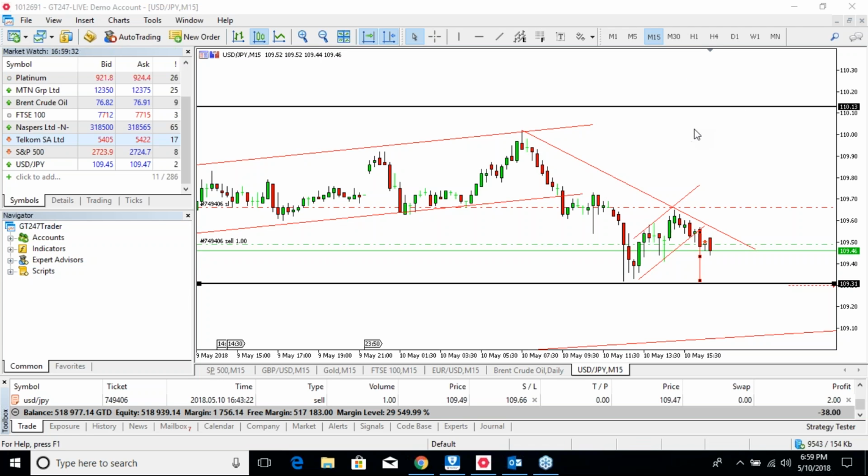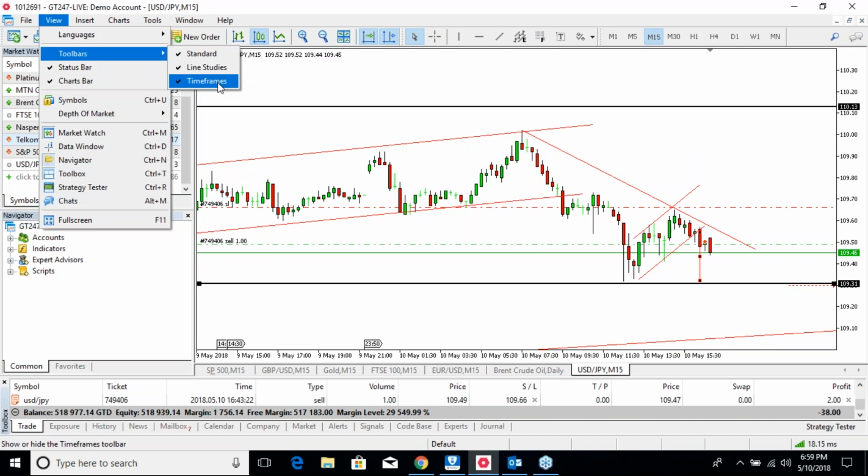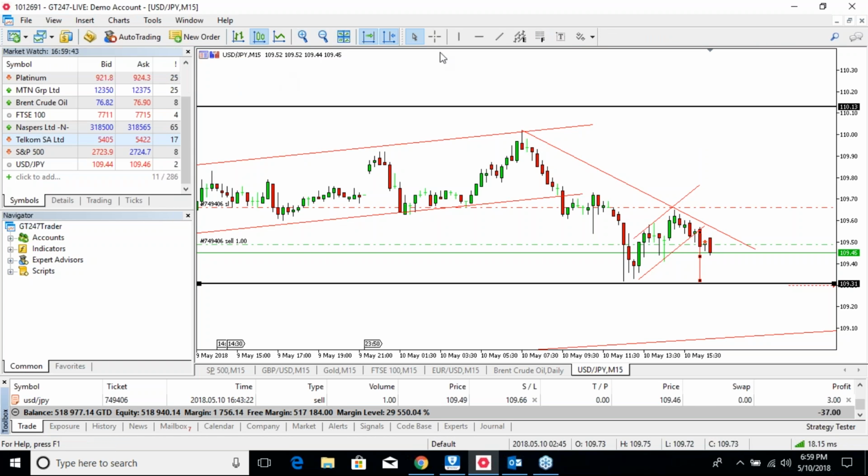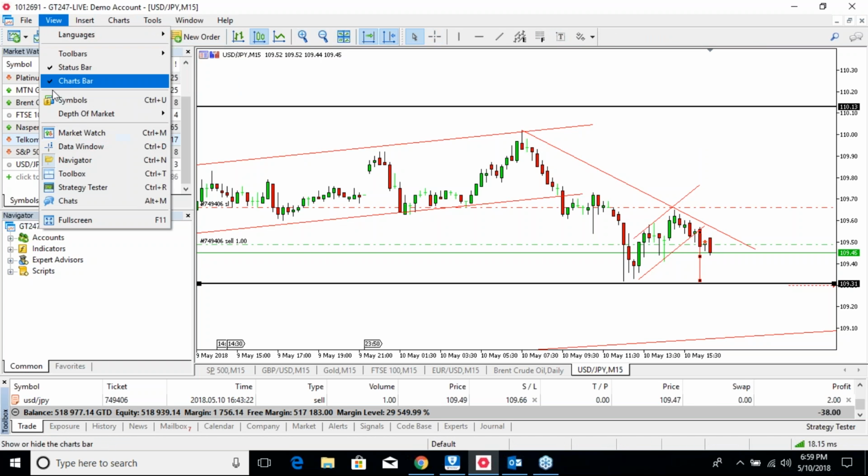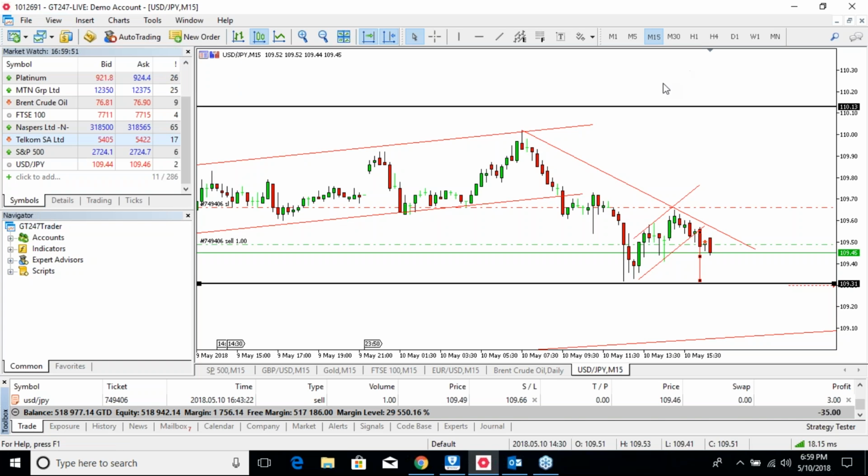Okay, Richard and Don, I'm going to unmute you guys. First, Charles, your question. Charles, in order to add the time frame, go to View, Toolbox, and then click on Time Frames, and then it will appear. So again, View, Toolbox, Time Frame. Richard, I've unmuted you. You've raised your hand. Do you have any question?